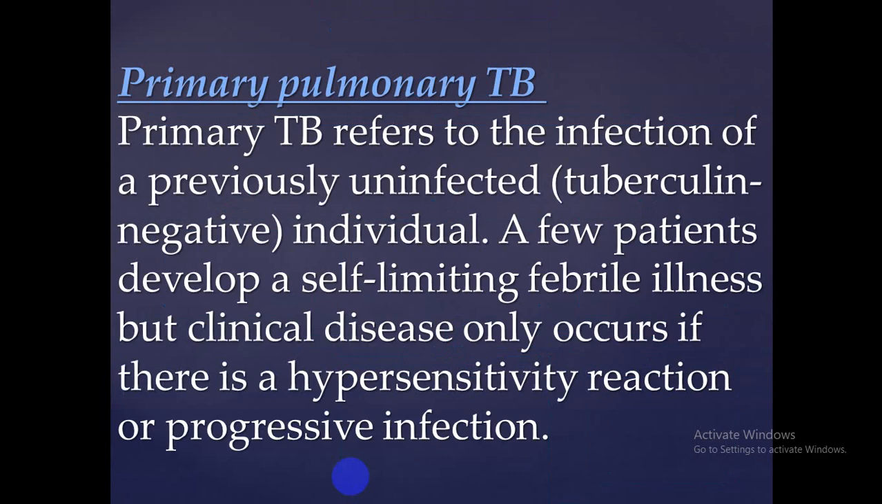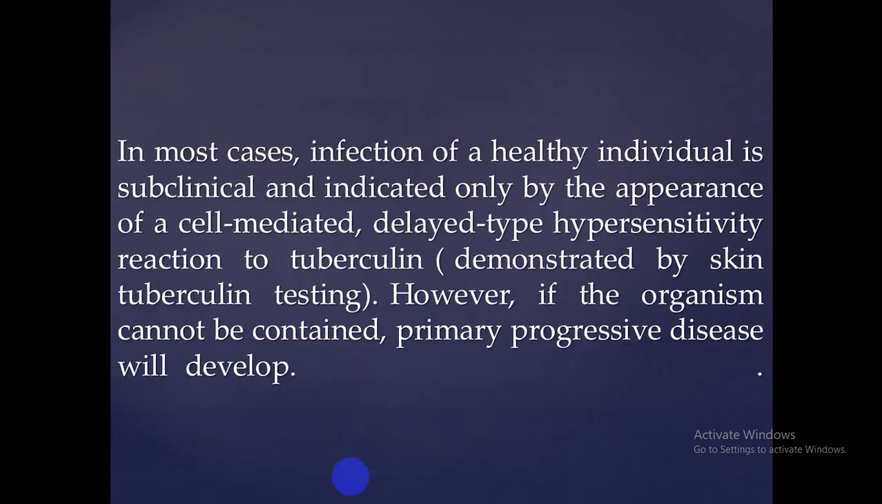This is the primary pulmonary TB, which refers to the infection of a previously uninfected healthy person, a tuberculin negative individual. A few patients develop a self-limiting febrile illness, flu-like illness, and clinical disease only occurs if there is a hypersensitivity reaction or progressive disease. In those healthy individuals the infection is subclinical, with mild fever, and is indicated by the presence of cell-mediated immunity, which is the tuberculin skin test.